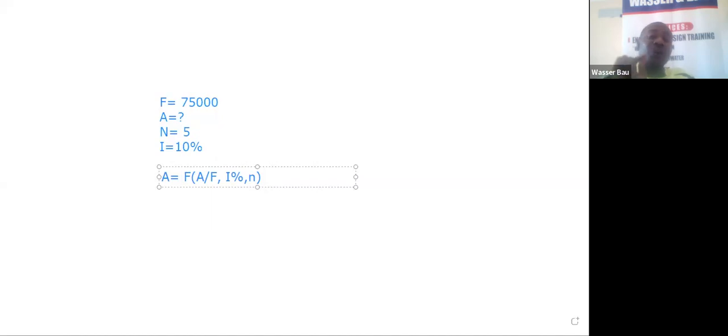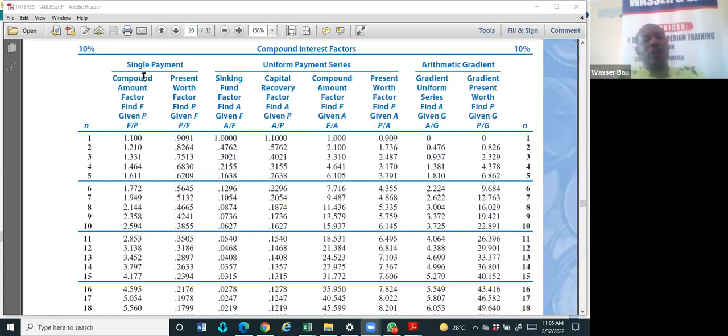So when I get to the interest table, I'll go to where the interest rate is 10%. So you scroll down until you get to where the interest rate is 10%. Scroll down and go to page 20. Interest rate of 10%.